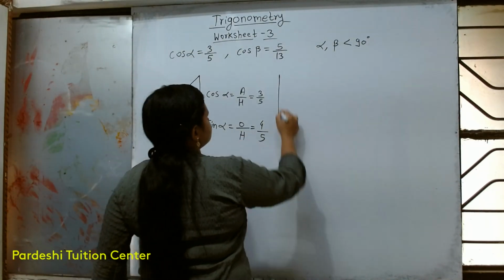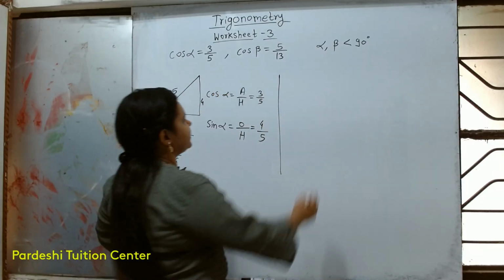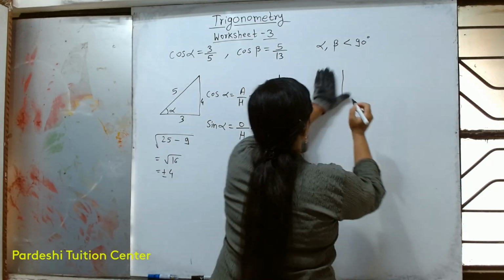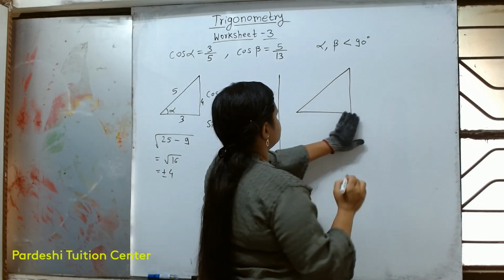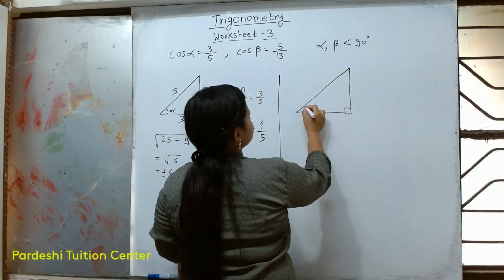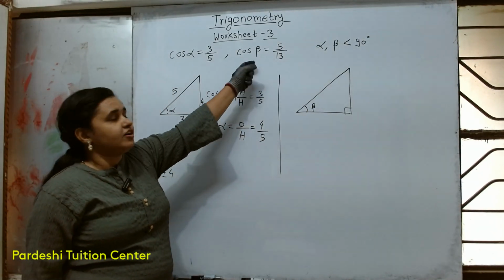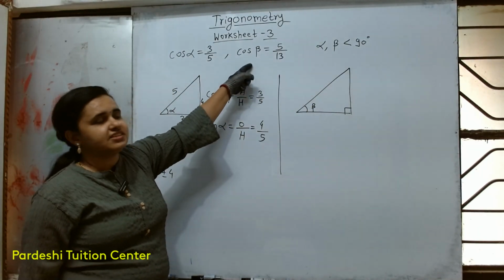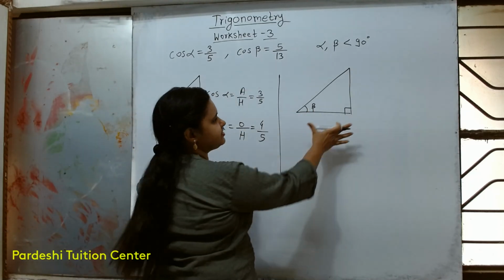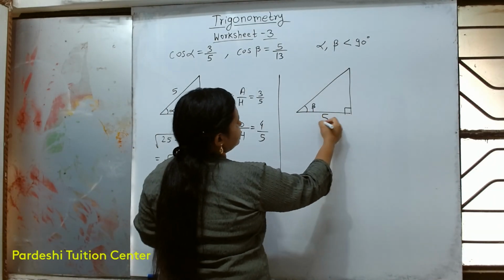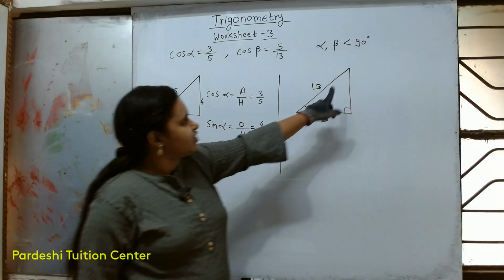Now, for calculating sin beta, we will again draw a triangle. This is a right angle triangle, and I take this angle as beta. Now, again cos beta, the ratio for cos is adjacent upon hypotenuse. So, adjacent side of beta is this one, it will be 5, and hypotenuse is 13. So, we have to calculate this side.